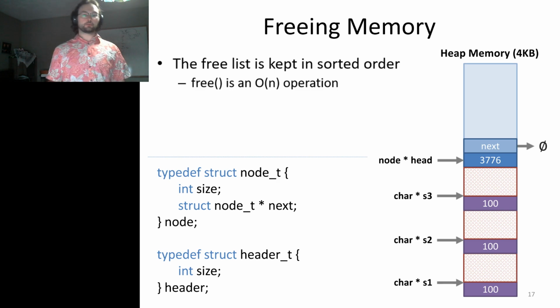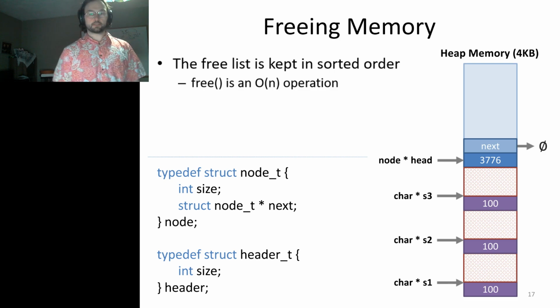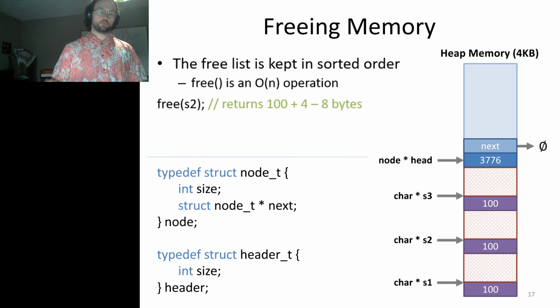Now, to free, the first thing we're going to declare is that our free list is kept in sorted order. That does mean that it's going to take linear time to free, but it ends up being super convenient for coalescing. So when we free S2, S2 has a size of 100 plus the header.